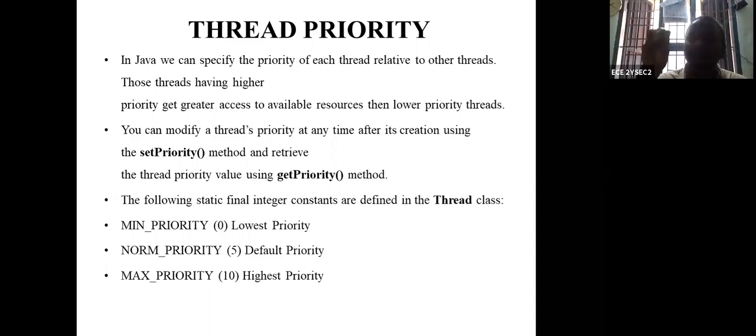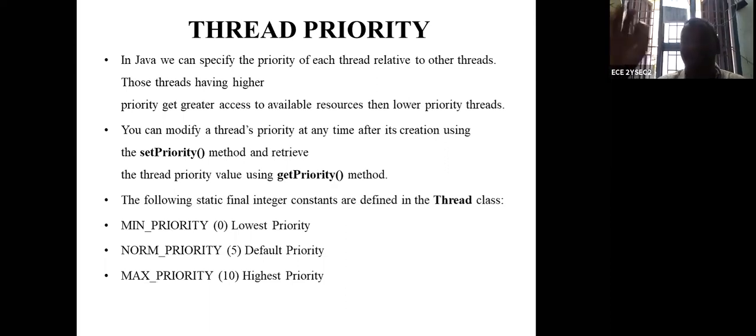Suppose you want to execute a thread immediately, then you can set the highest priority. Once the highest priority is executing, the lowest priority should wait. After the highest priority completes, the second highest priority thread can be activated.